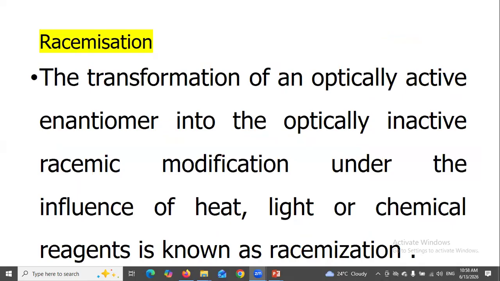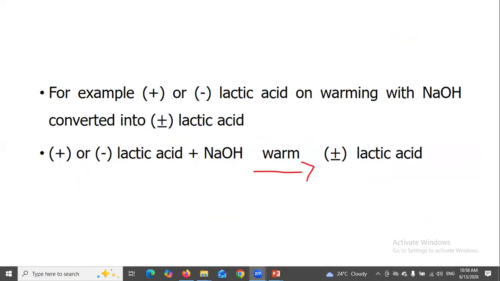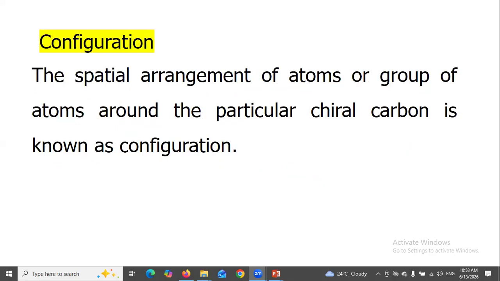The transformation of an optically active enantiomer into an optically inactive racemic modification under the influence of heat, light, or a chemical reagent is known as racemization. For example, plus or minus lactic acid, when warmed with sodium hydroxide, is converted to plus-minus lactic acid. This is racemization.